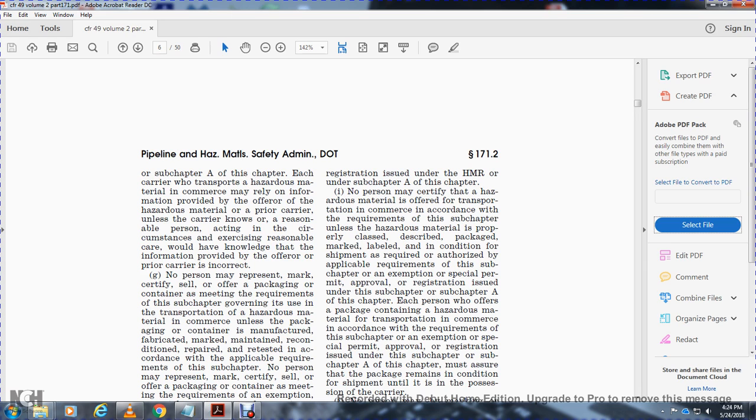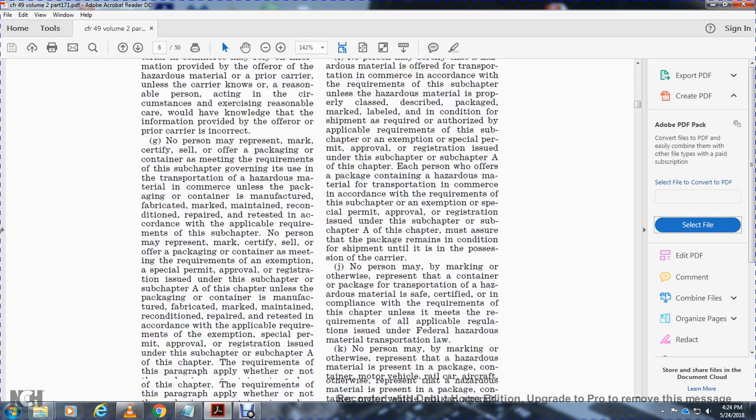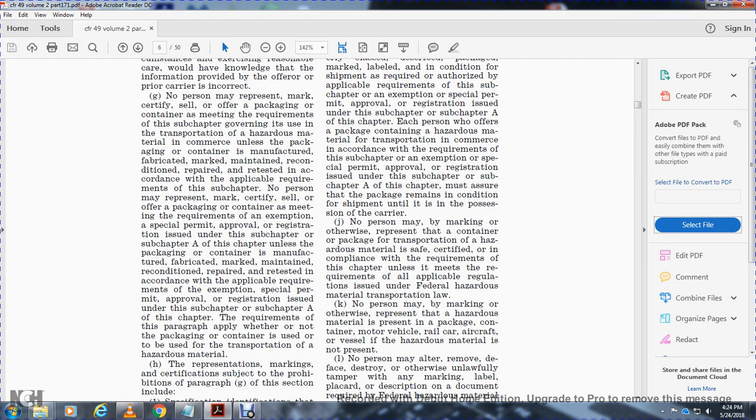Each person who offers a package containing a hazardous material for transportation in commerce in accordance with the requirements of this subchapter, or an exemption, special permit, approval, or registration, must assure the package remains in condition for shipment until it is in the possession of the carrier. No person may mark or otherwise represent a container or package as safe for transportation, or certified as compliant with the requirements of this chapter, unless it meets the applicable regulations issued under the hazardous material transportation law.